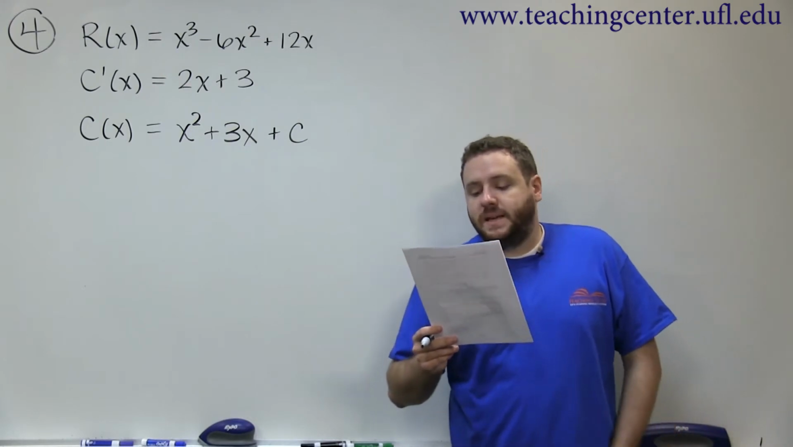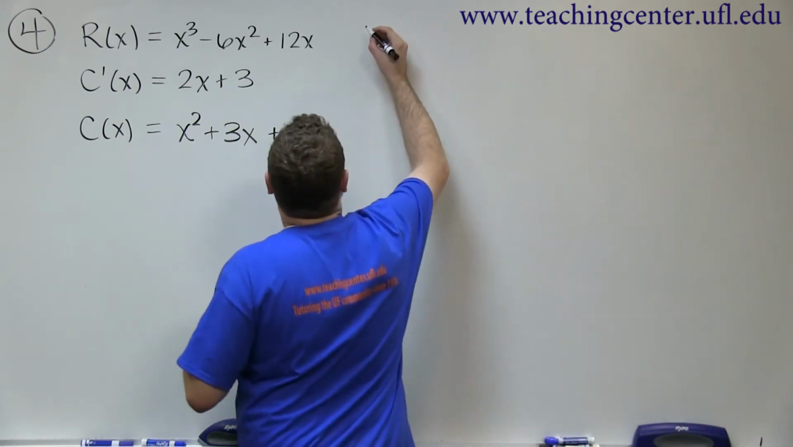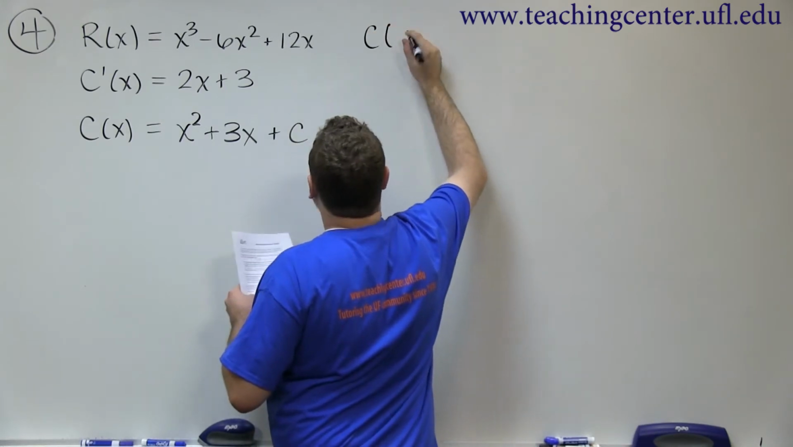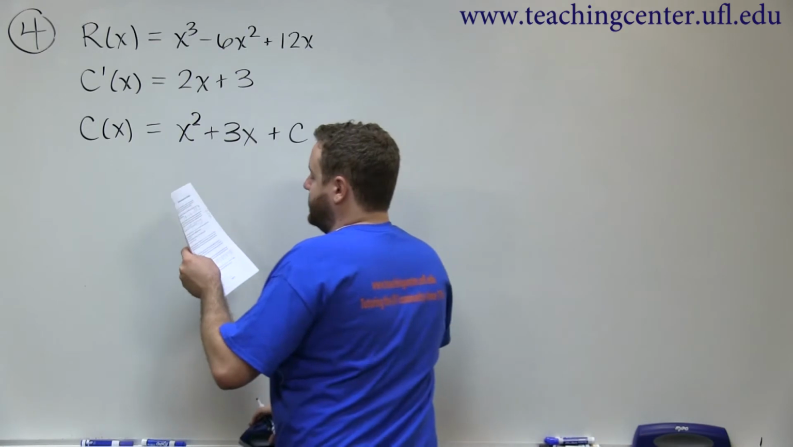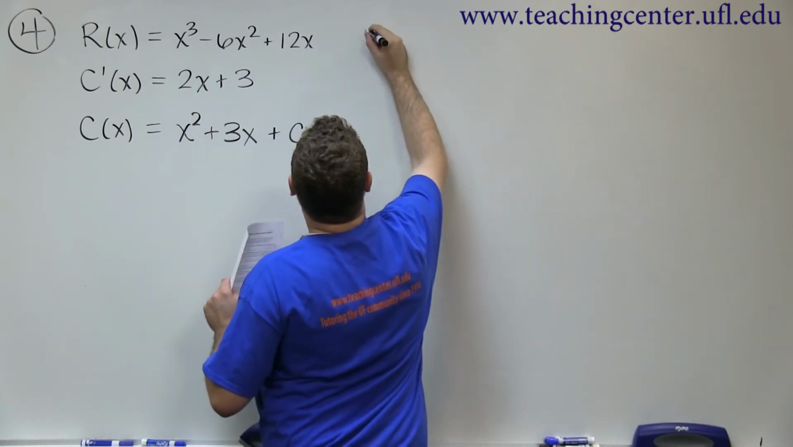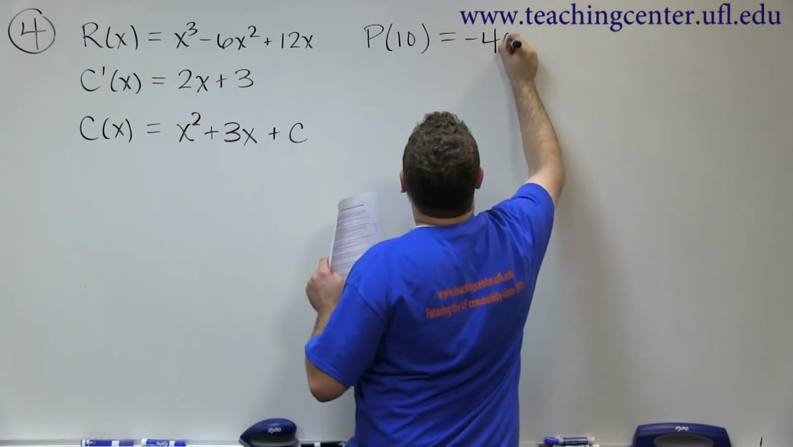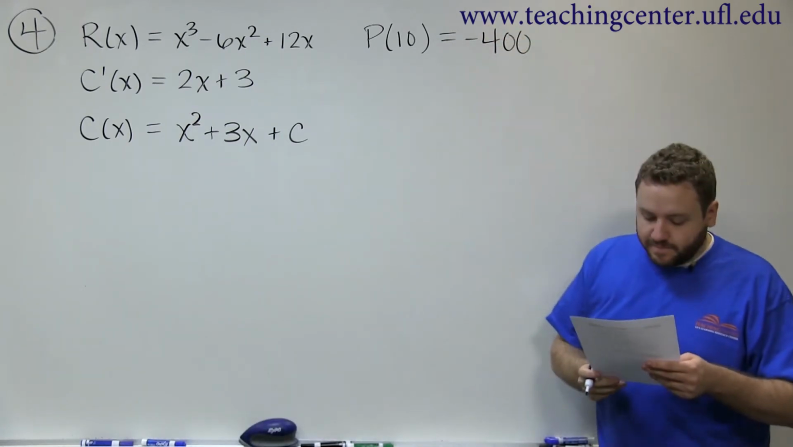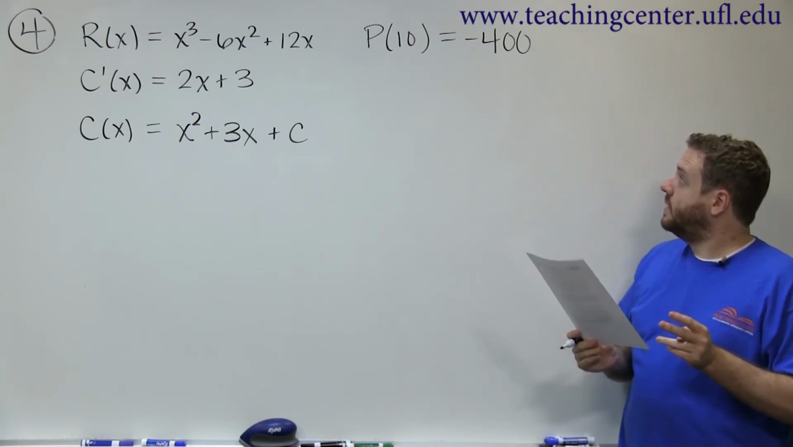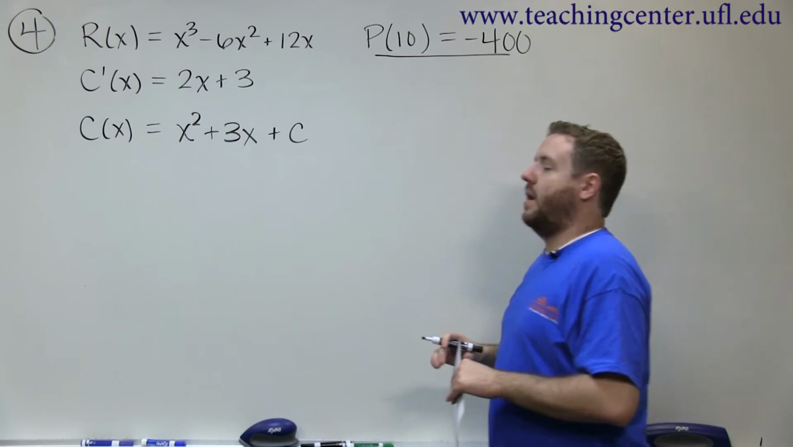We know the company takes a $400 loss for selling 10 units. So what that tells us is that, $400 loss means our profit is negative. So if our profit when we sell 10 things is negative 400, that will help us find this C. So this is given to us in the problem. So let's figure out our profit function.